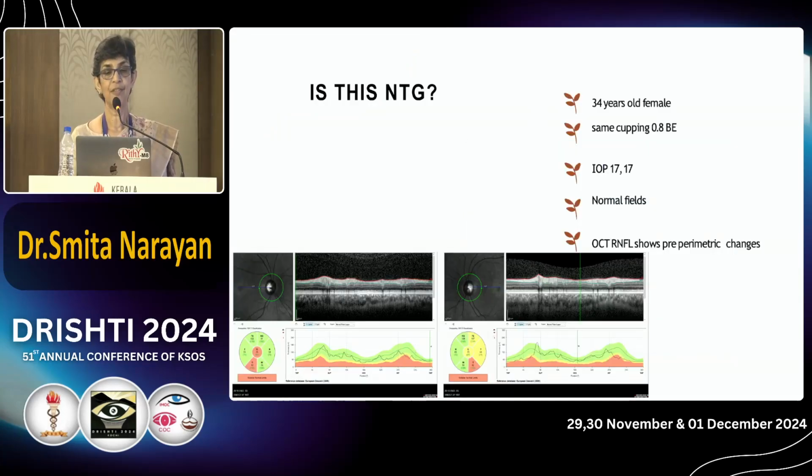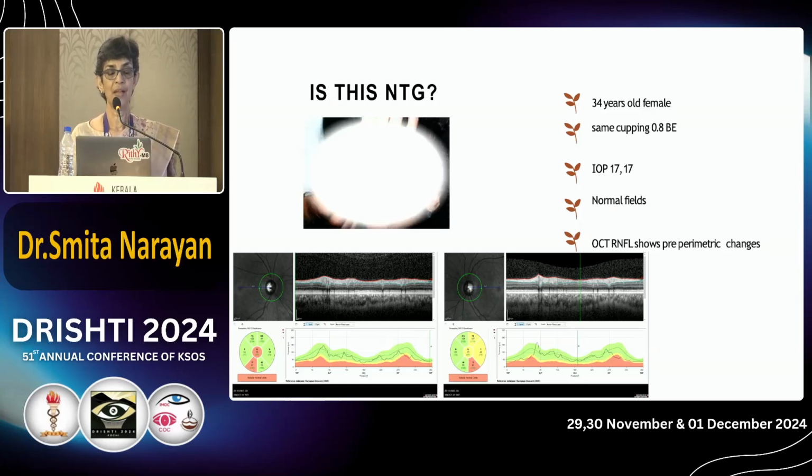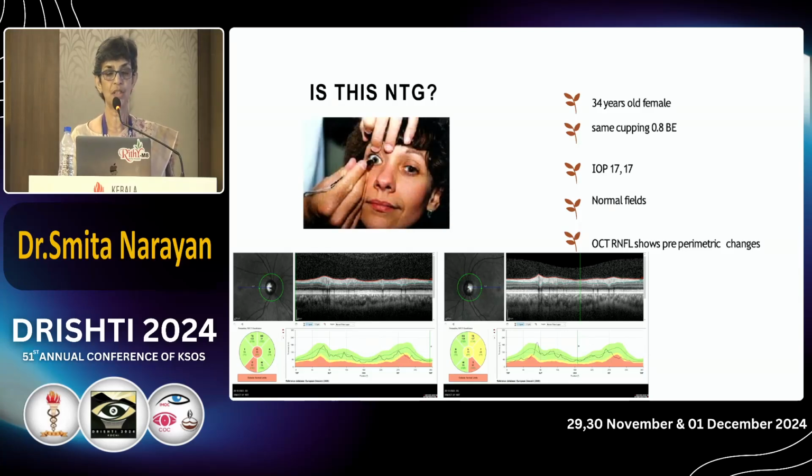Finally, I have another patient who is a 34-year-old female who has the same amount of cupping of 0.8 in both eyes. Intraocular pressures are 17. She has normal fields, but OCT in the left eye shows pre-perimetric changes, as you can see. Actually, it shows pre-perimetric changes in both eyes. So is this normal tension glaucoma? When central corneal thickness was measured in this patient, it was found that she has a very thin cornea, and this makes us falsely complacent, thinking that the intraocular pressure is normal.